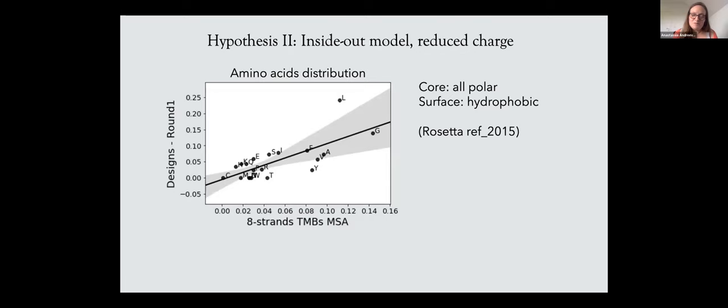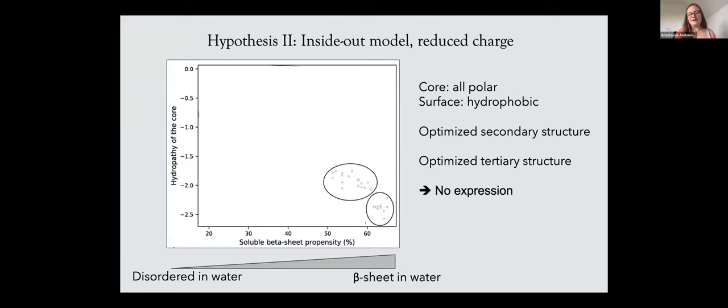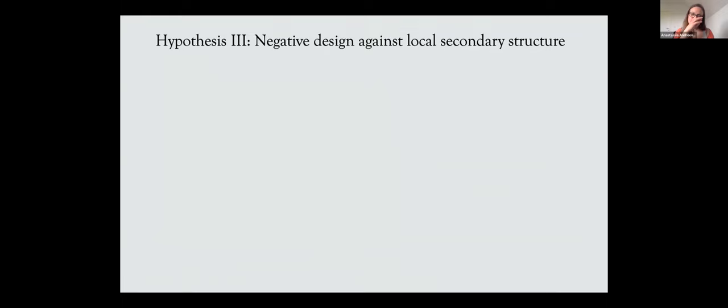As a second hypothesis, we also focused on the inside-out model, but with reduced charge. So the core is again all polar, the surface all hydrophobic, but now we can see that the amino acid distributions are closer to the native sequences. We have again really high secondary structure propensity, optimized tertiary structure, but again no expression. So for the third round of design, we still did not have any feedback from a previous round of design except the no expression.